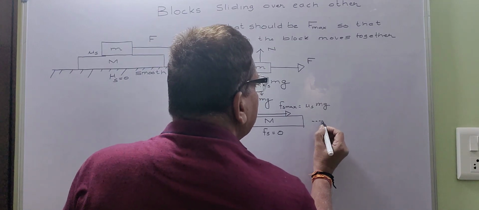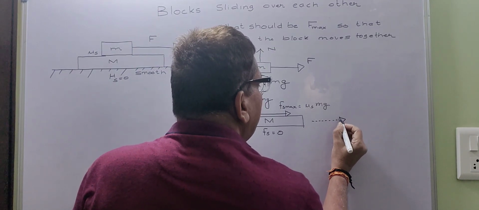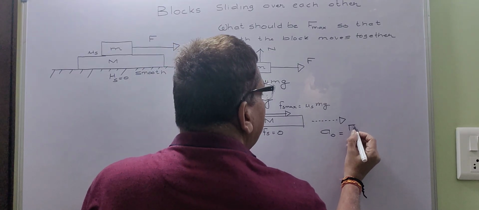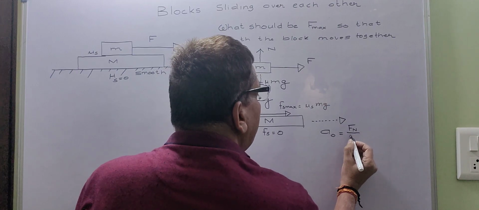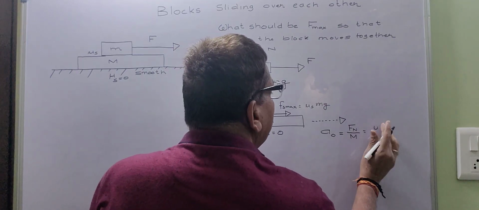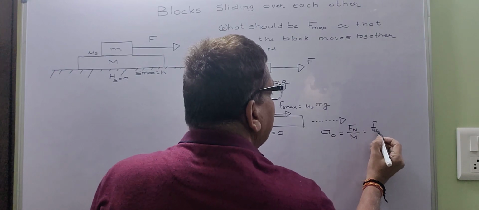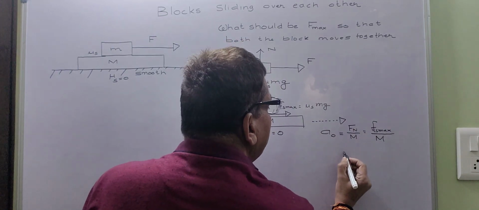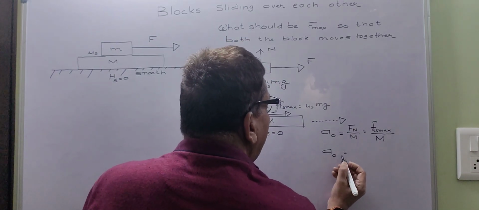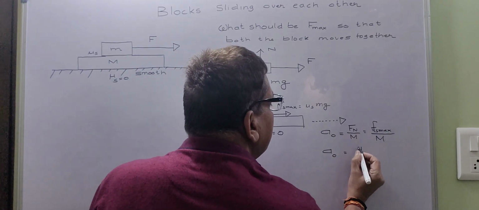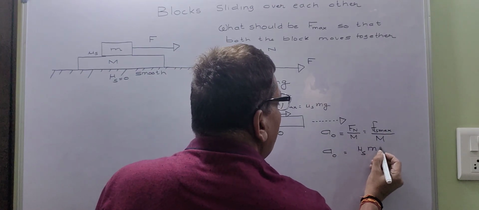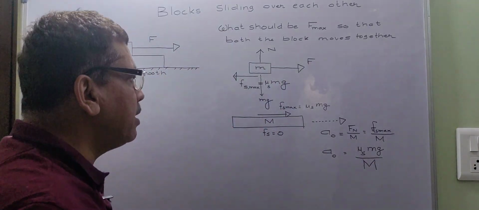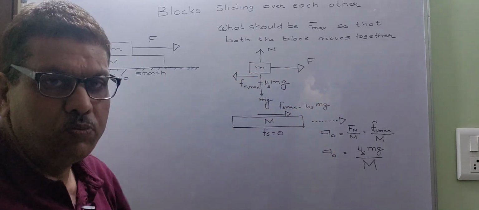So I can say the maximum acceleration at which both will move together, let us say a0, is net force divided by mass. The net force is the static friction acting in rightward direction, Fs max, by M, so the maximum acceleration at which both will move together is mu s mg by M. This is the maximum value of acceleration at which both these two blocks will move together.